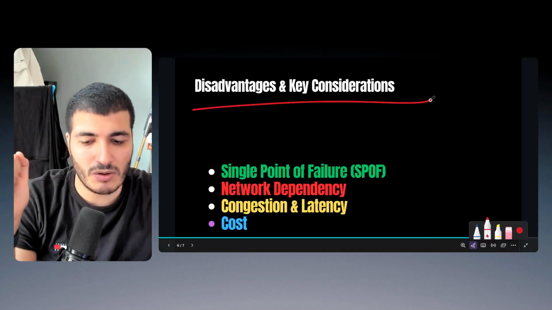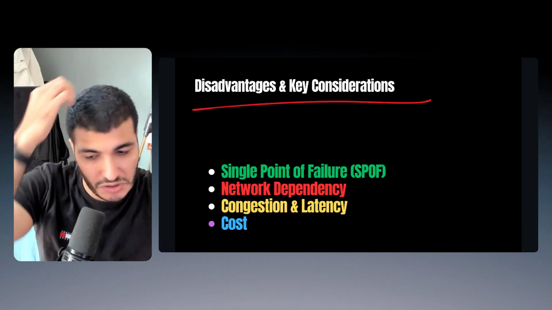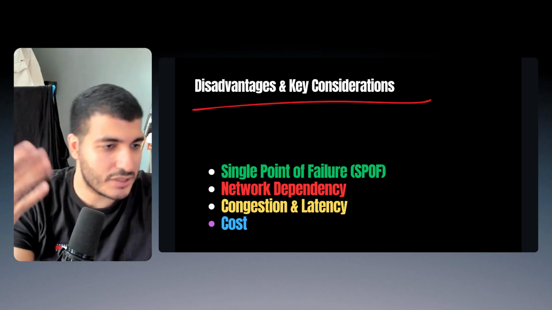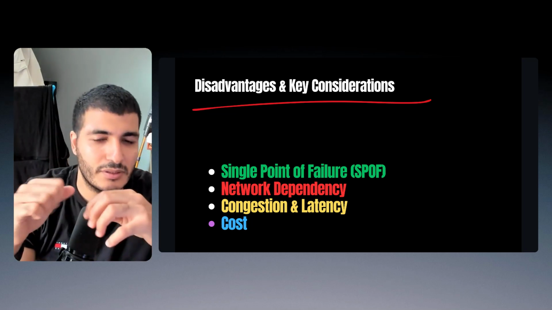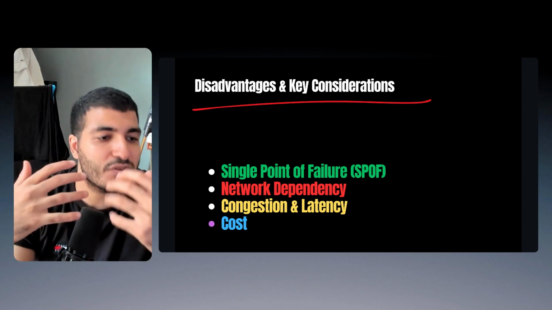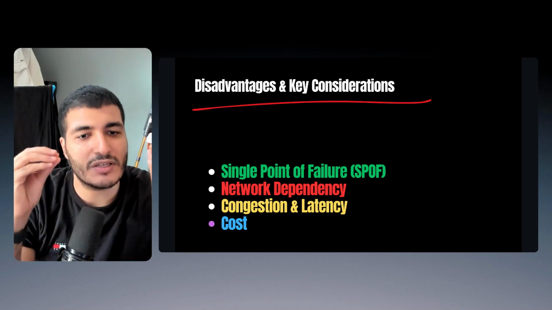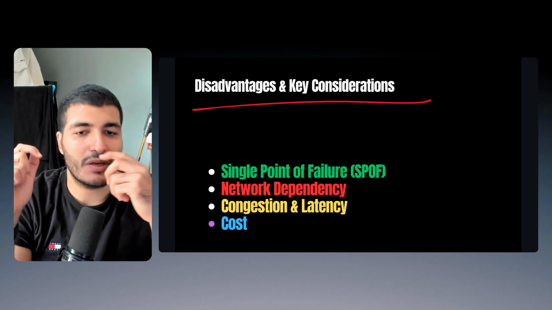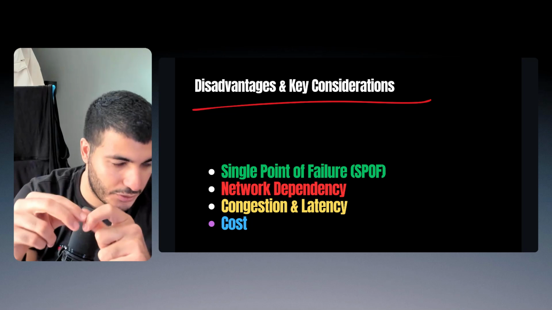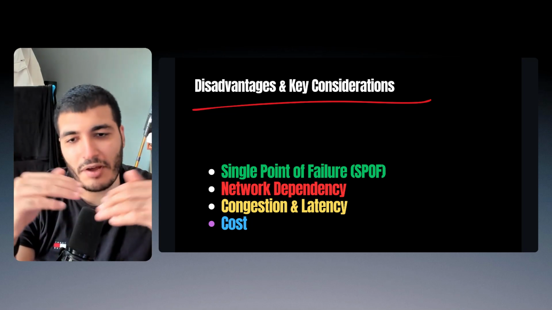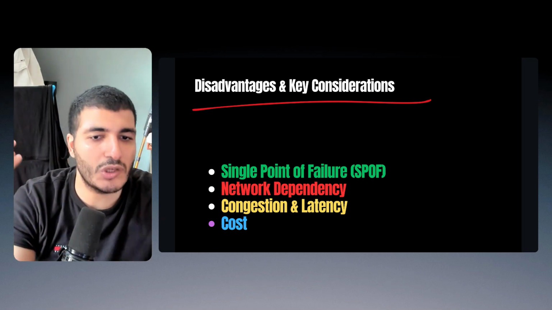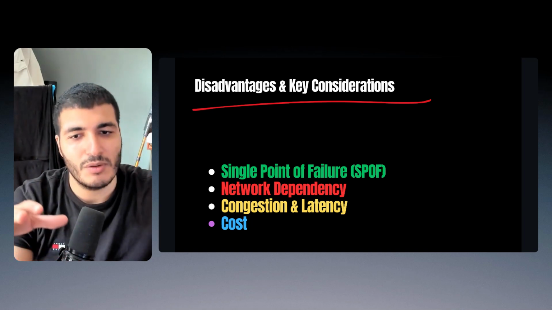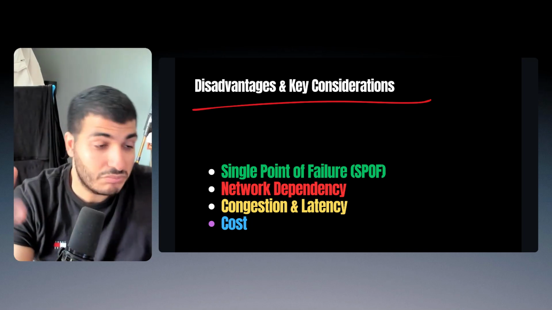Okay, what are the disadvantages and key considerations of the client server architecture? The first thing is a single point of failure. In its simplest form, if the single server crashes, the entire system becomes unavailable. This is mitigated by redundancy and replication. Also, number two, we have network dependency. It requires a continuous and reliable network connection between the client and the server. Basically, if you have no network, no service.